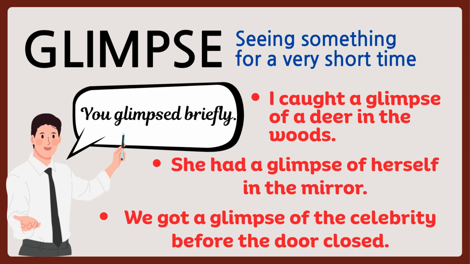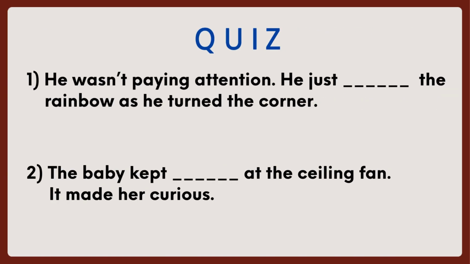So remember, when you catch a glimpse of something, you see it for a brief, accidental moment. And using it as a noun is much more common in daily English than the verb form. Now it's your turn. Let's test your understanding with a few quick questions. Fill in the blank with the correct verb. Question 1. Pointe wasn't paying attention. He adjusted the rainbow as he turned the corner.